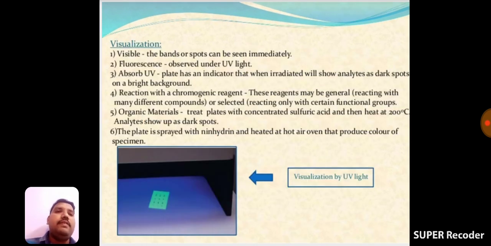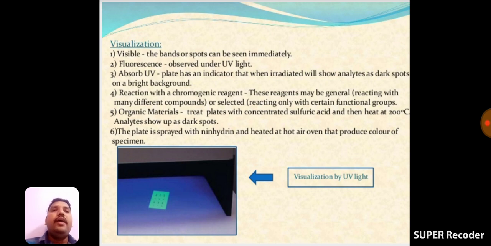Let's start with the last step, visualization. The first point: visible bands or spots can be seen immediately. Second point: fluorescence is observed under UV light. A UV plate has an indicator that, when irradiated, will show analytes as dark spots on a bright background.